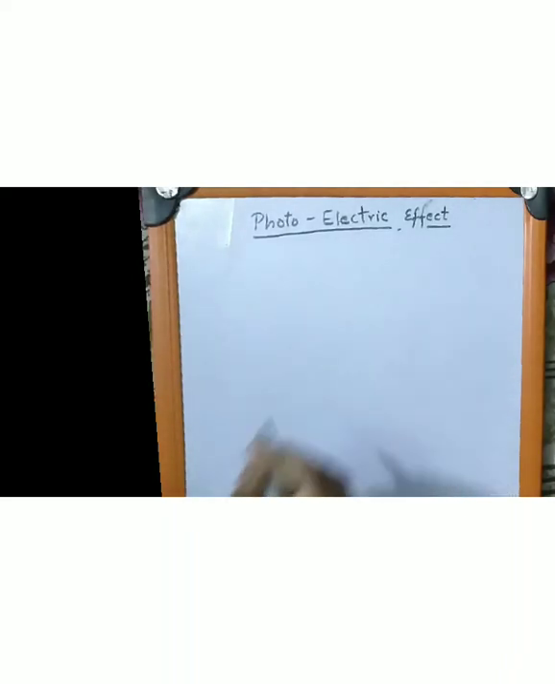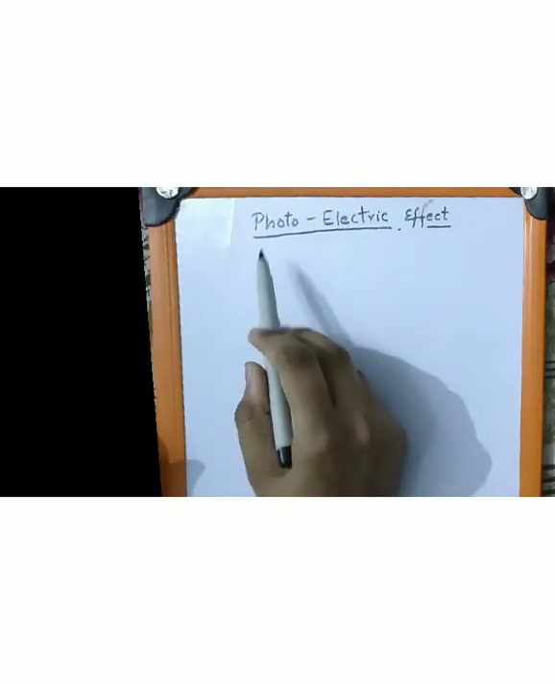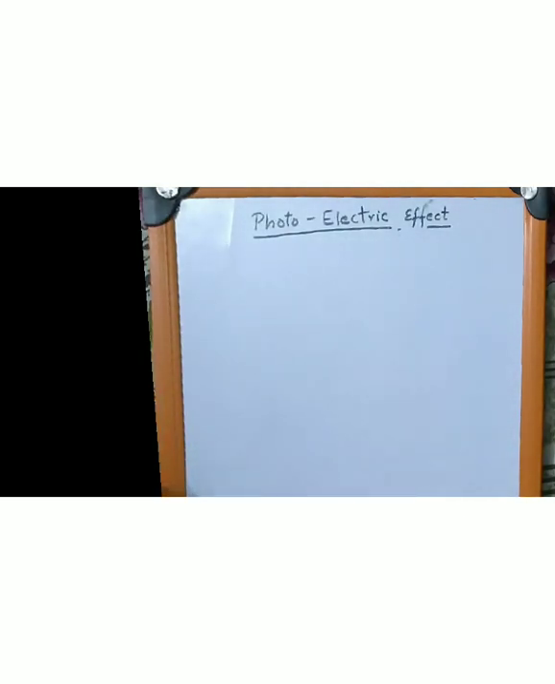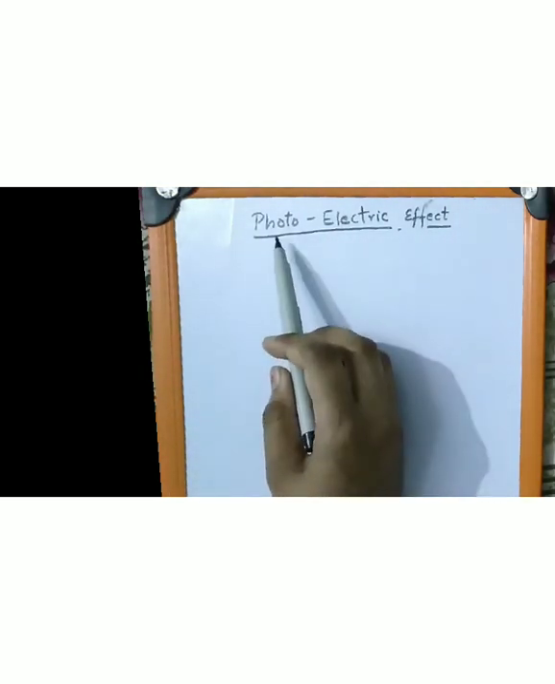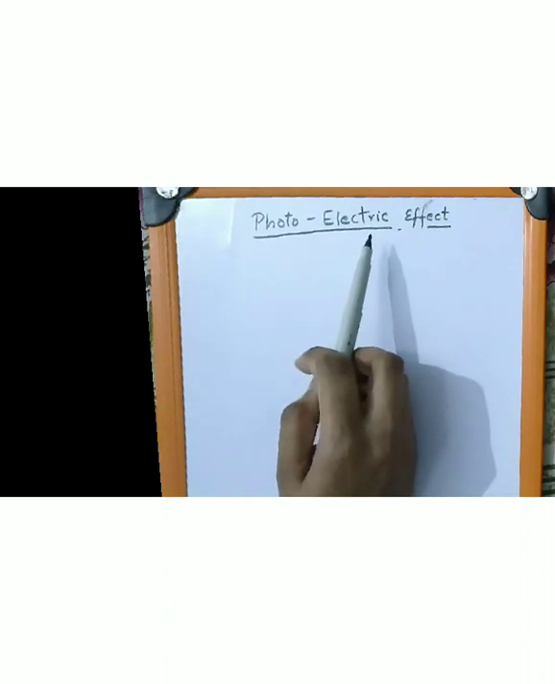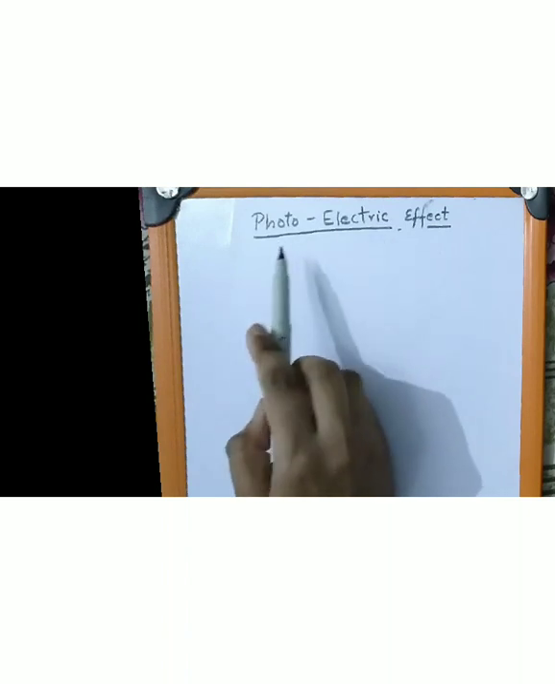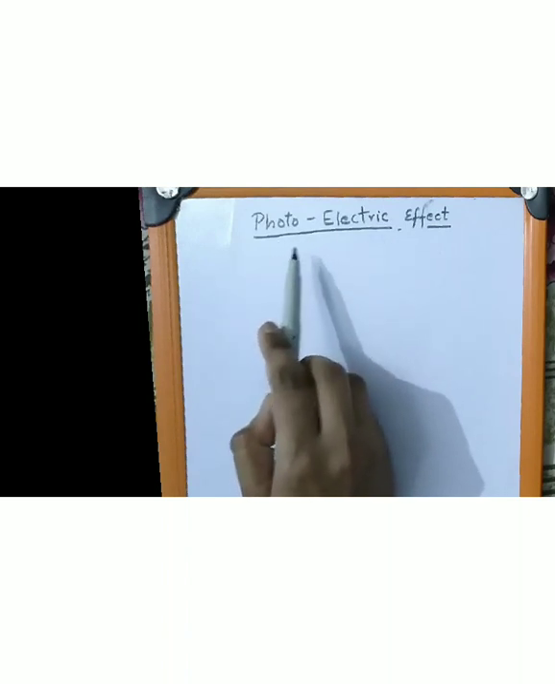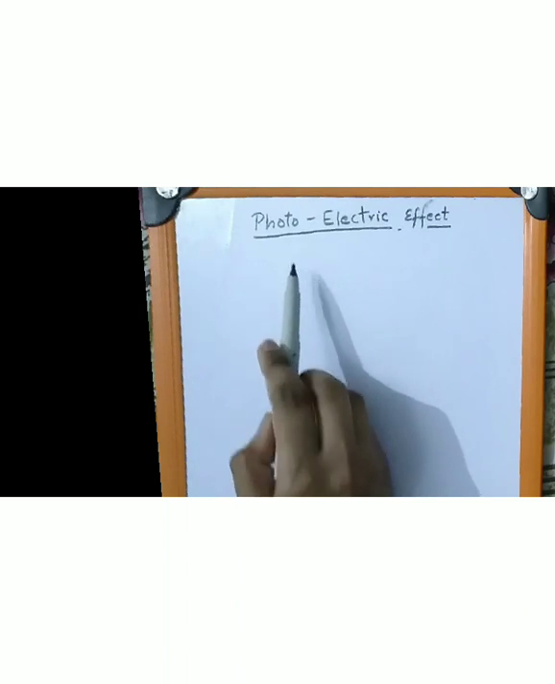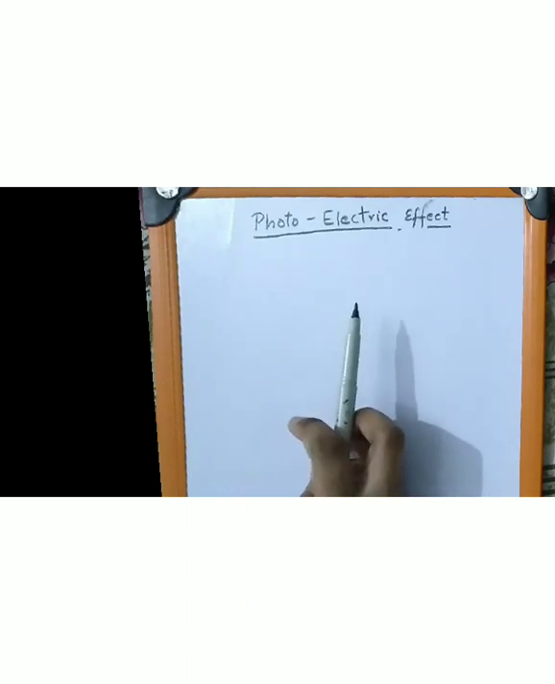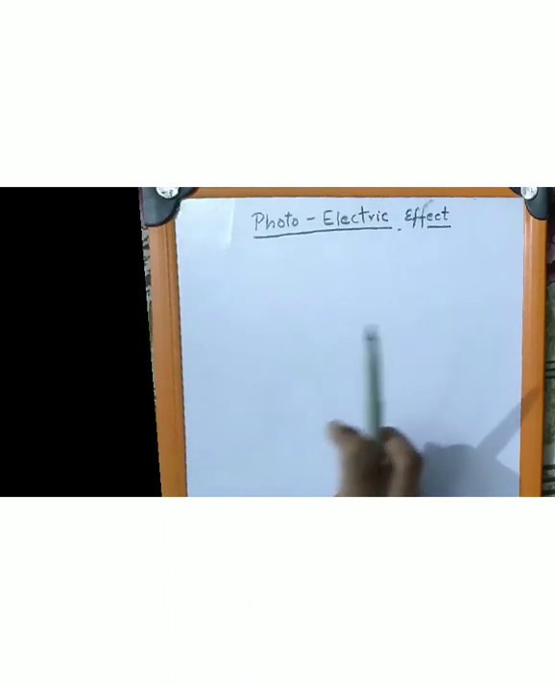Hello everyone, today we are going to study the photoelectric effect. As we can see, the name is photoelectric effect. Here, photo corresponds to photons and electric corresponds to electrons. Both photons and electrons are involved in this. In this effect, when photons are incident on the surface of a metal, electrons are ejected.